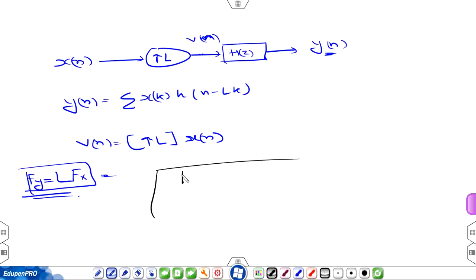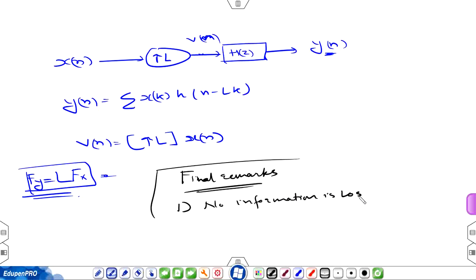Okay, so final remarks on upsampling. I can conclude that no information is lost when a signal is upsampled. So no information is lost when a signal is upsampled, because we are introducing extra samples, we are not deleting any present sample.